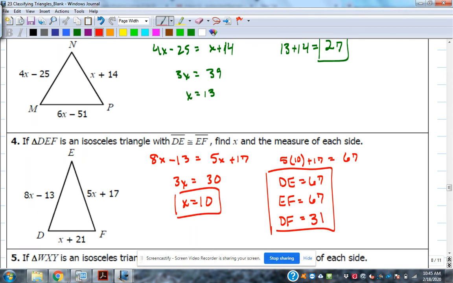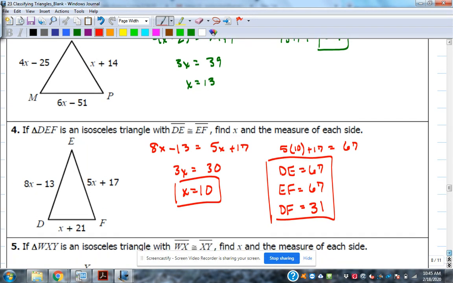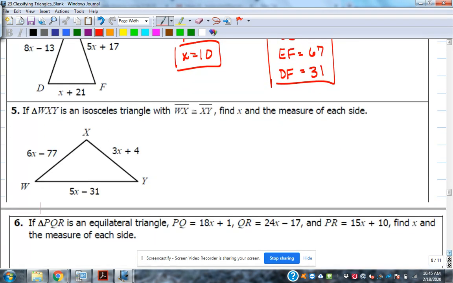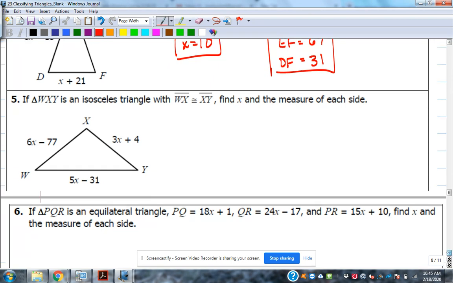On the previous one, they were equilateral, so we didn't have to tell which sides they were because they were all the same. 5 is almost the same problem. Wx and xy are congruent to one another, so you would set those two equal to each other and solve. I don't see any reason to do that one again.